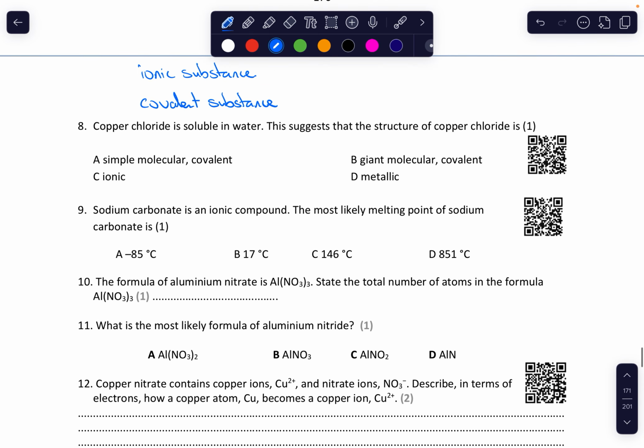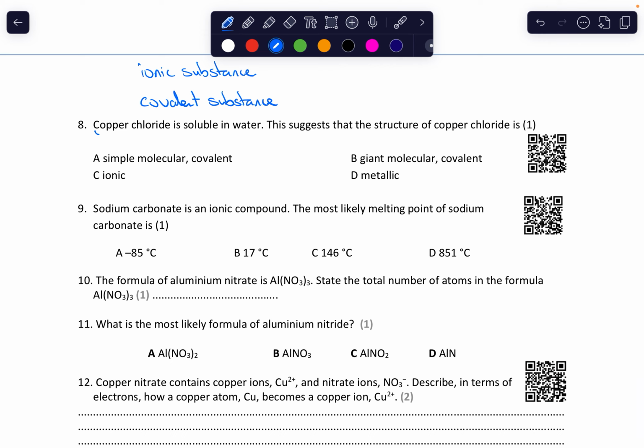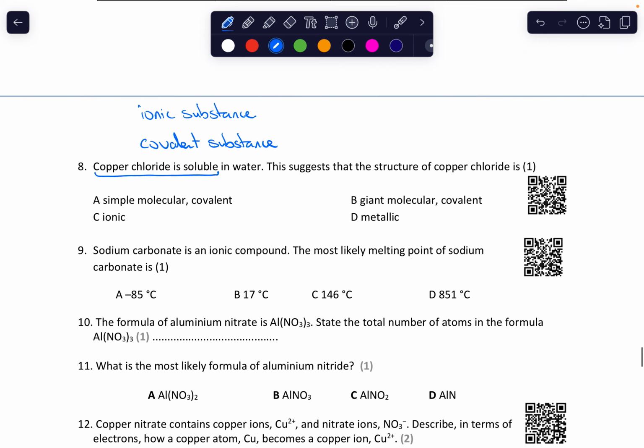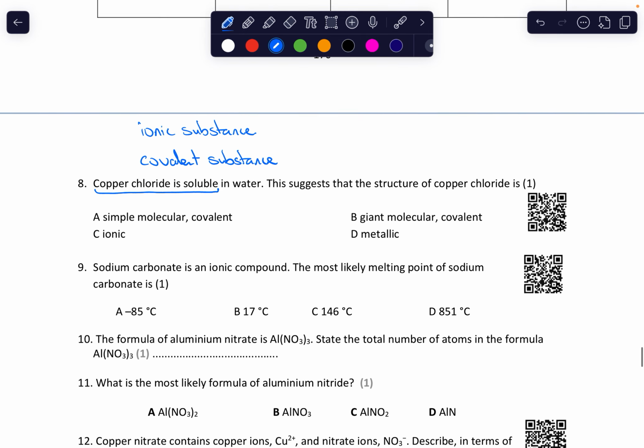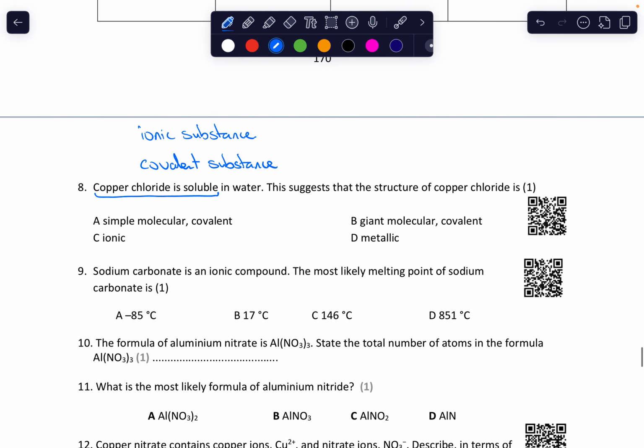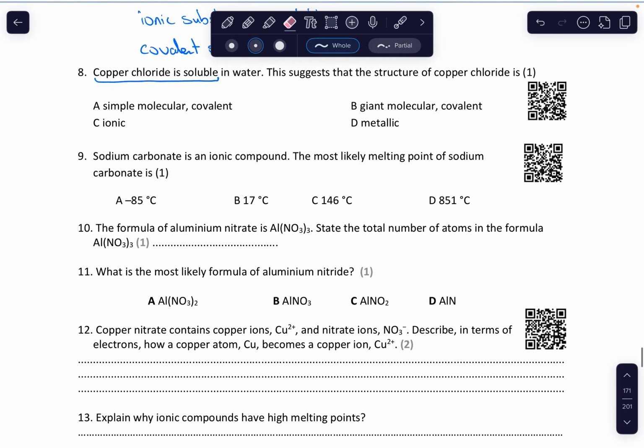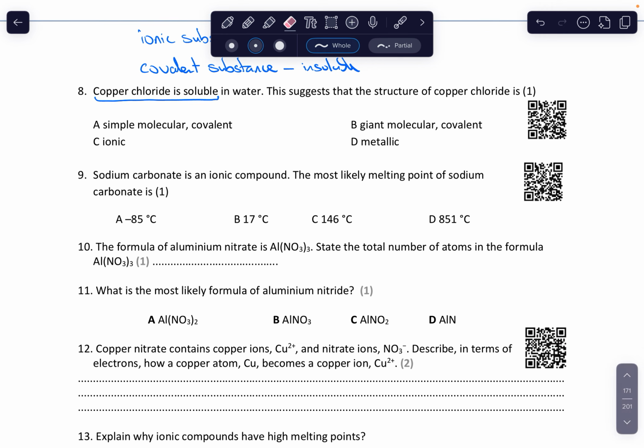Okay, copper chloride is soluble. What kind of substance is this? So hopefully you are remembering your core knowledge that ionic compounds are soluble, and covalent substances are not very soluble. So I'm going to put here insoluble. They don't dissolve very well. Okay, so anything that's going to be soluble, the option is only going to match the ionic ones. So it tells us it is an ionic compound.